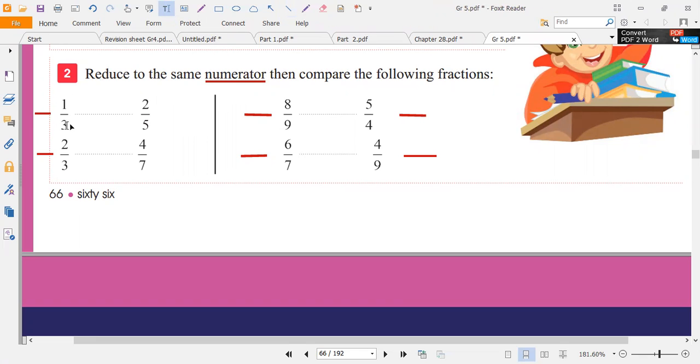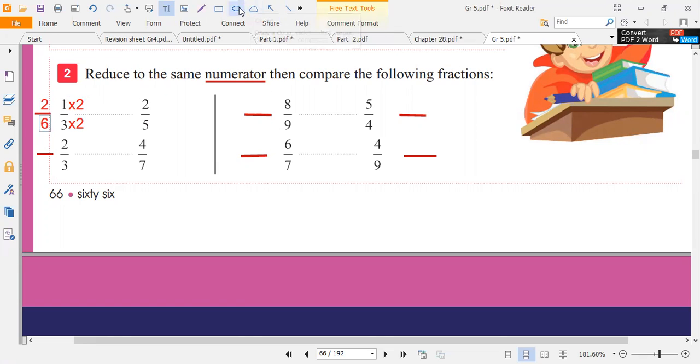Let's look at the first fraction, 1/3. Can we simplify 1/3? No. 2/5. Can we simplify this fraction? No. Let's look at the numerator. We have 1 and 2. 2 is a multiple of 1. Yes, so we multiply this fraction by 2 to get a numerator 2. 1 times 2, 2. 3 times 2, 6.